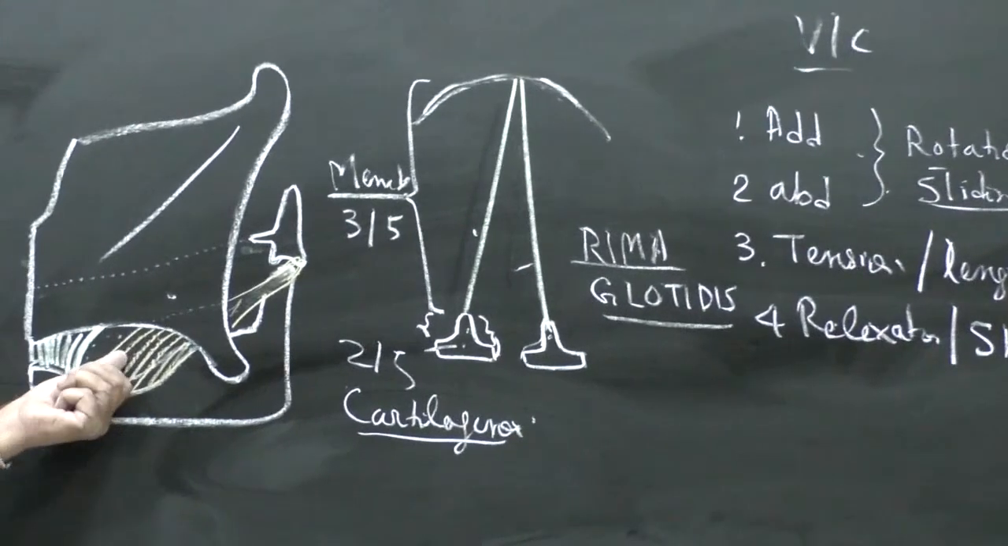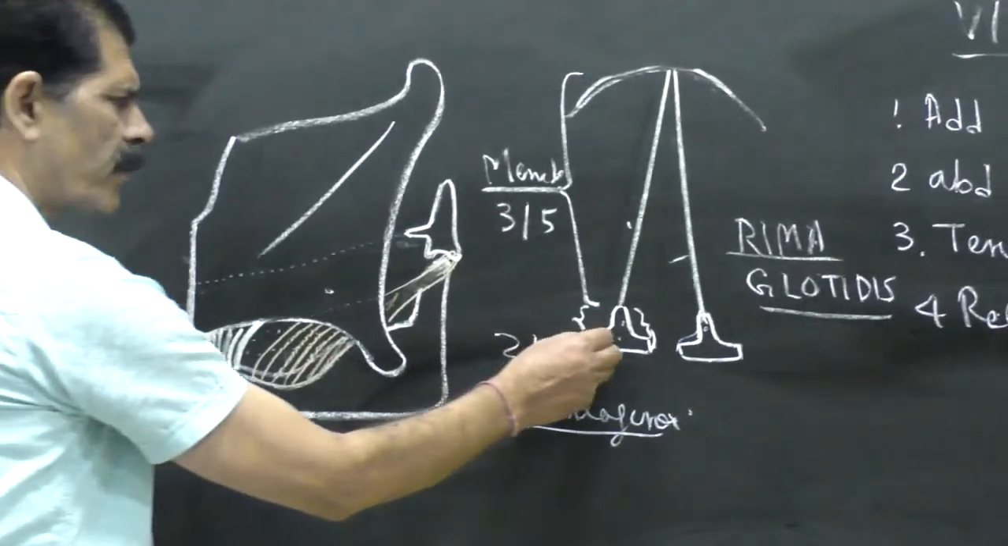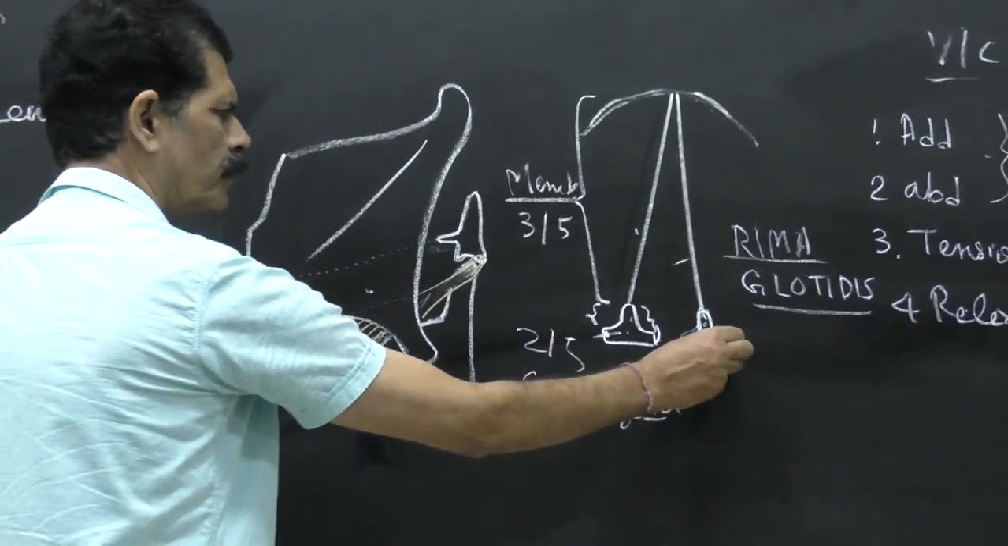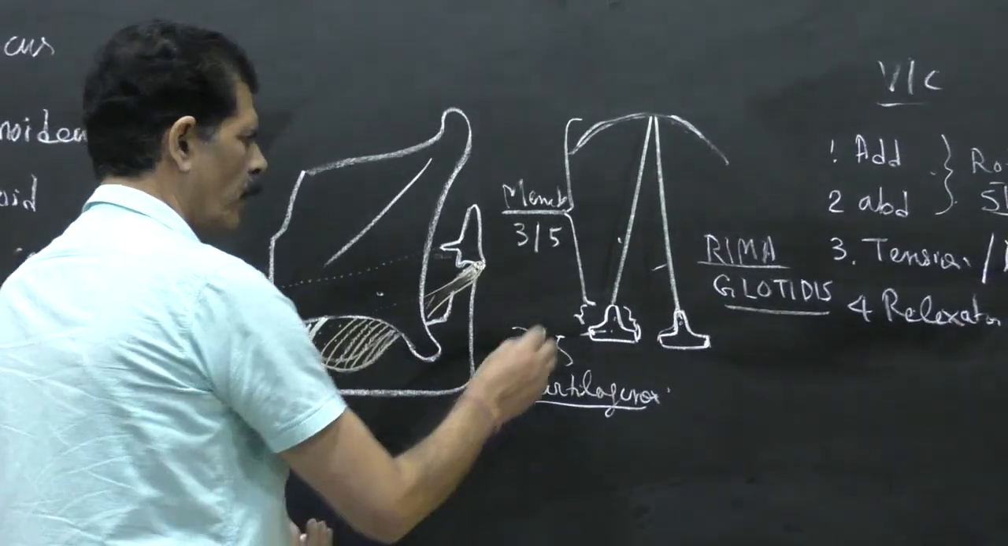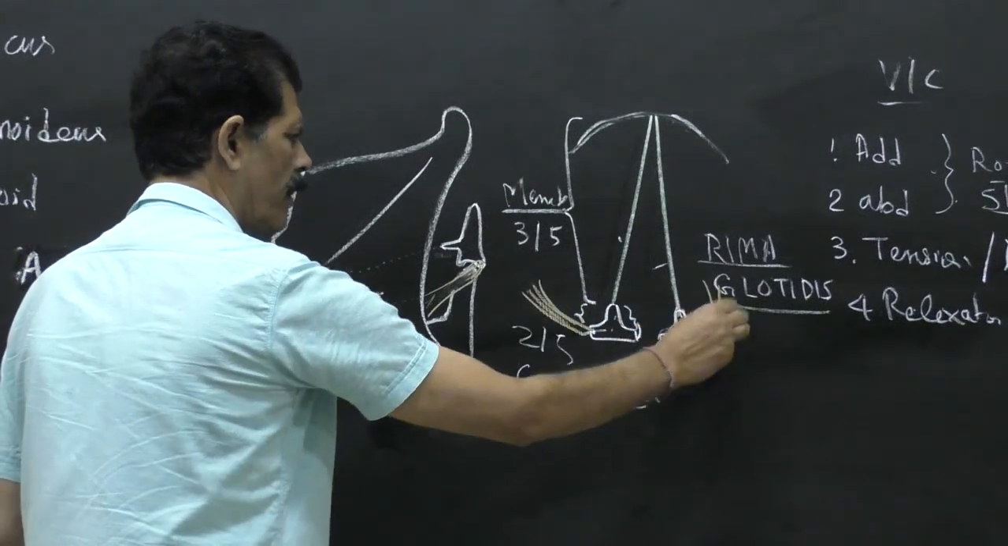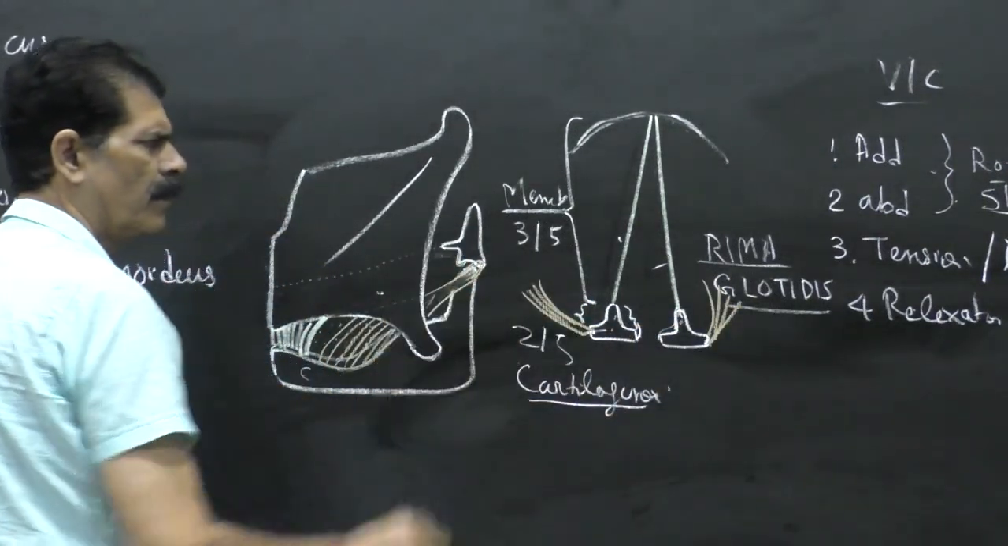So when this lateral cricoarytenoid muscle contracts, this is the lateral insertion here, this is the insertion here. Whenever this muscle, the lateral cricoarytenoid, contracts, what happens?